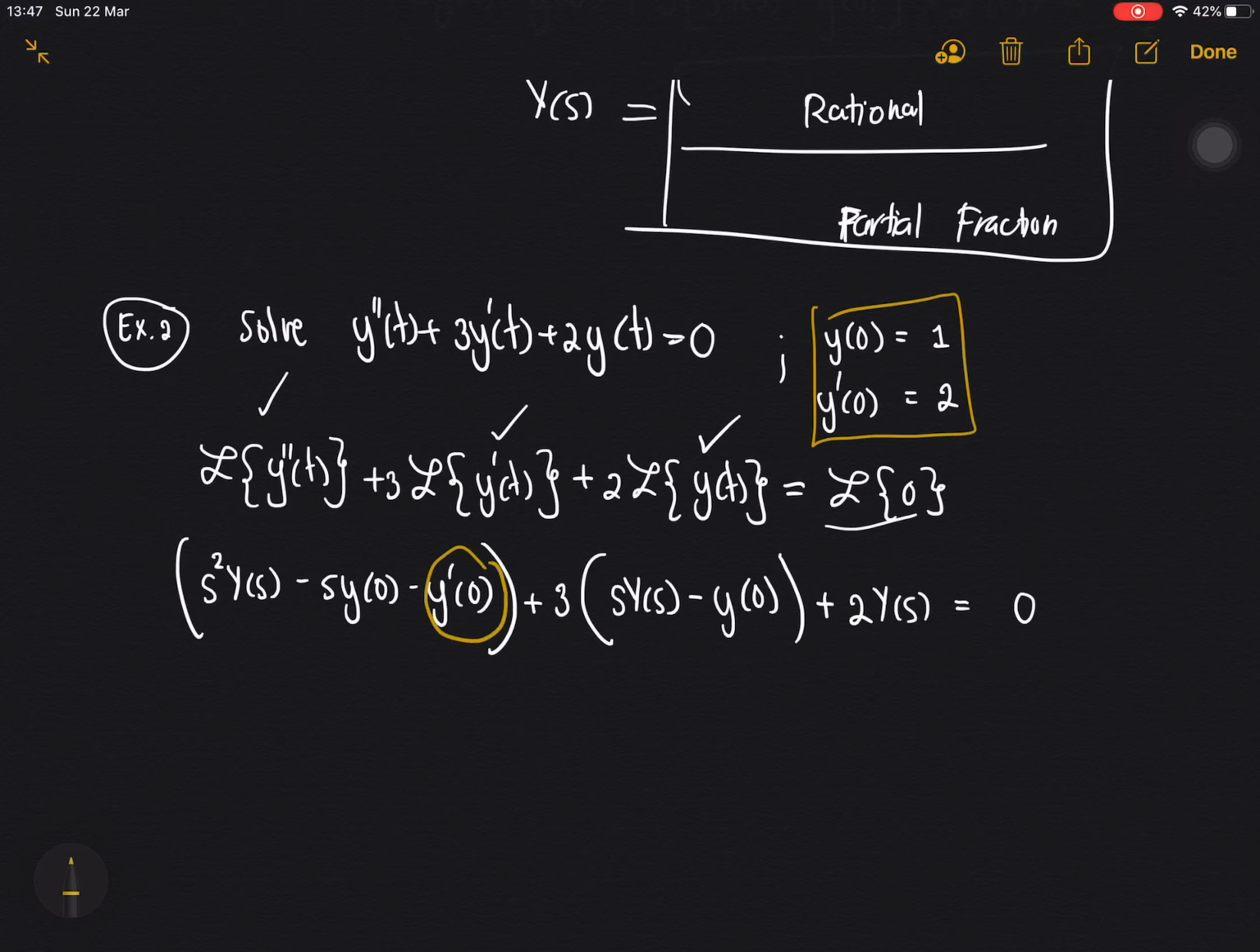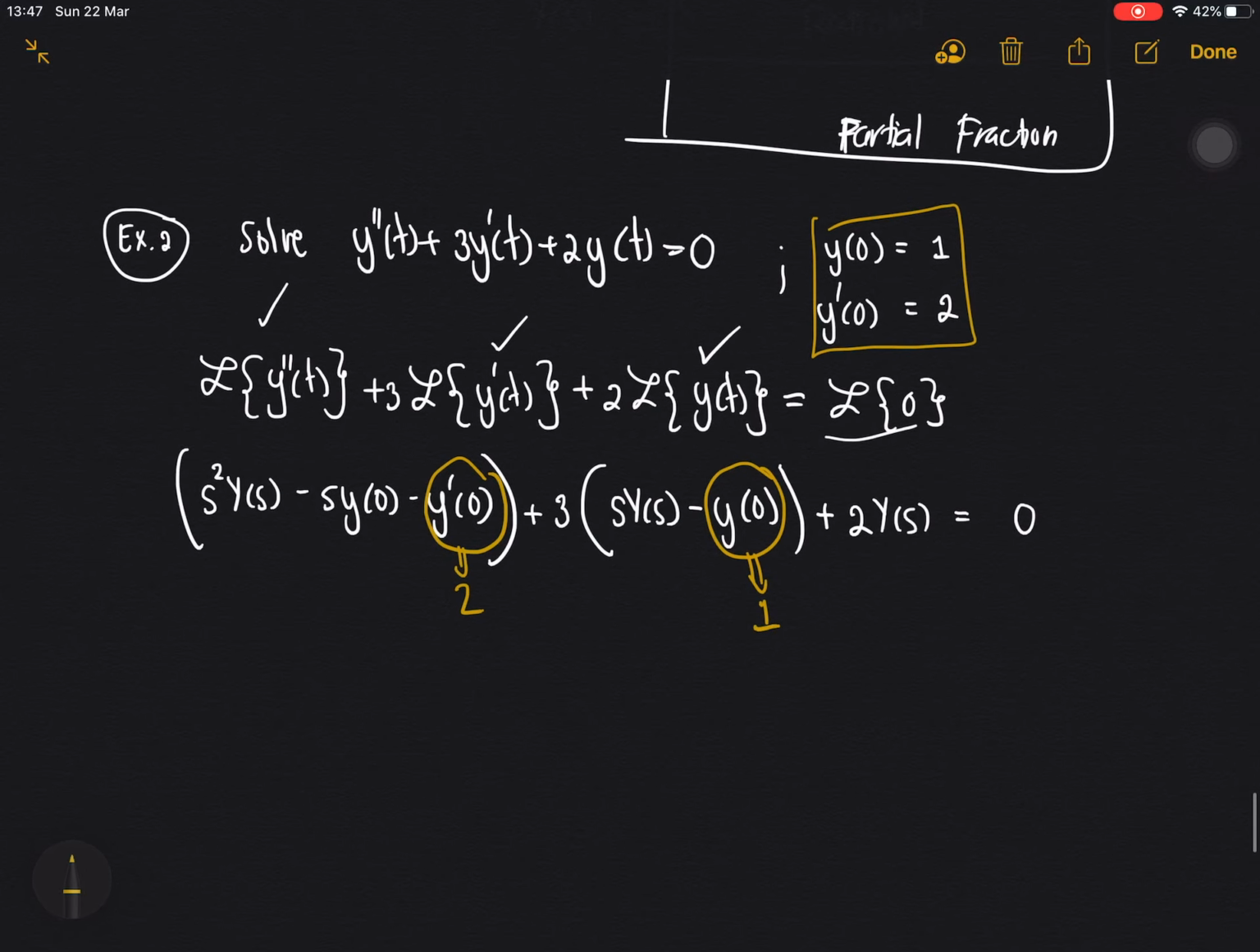So we got y prime 0, which is equivalent to 2, and we got y 0 here, which is equivalent to the value of 1, right? And then you rearrange the expression. Therefore, after you arrange the expressions here, that is 1 as well. So that is y 0, which is equivalent to 1.